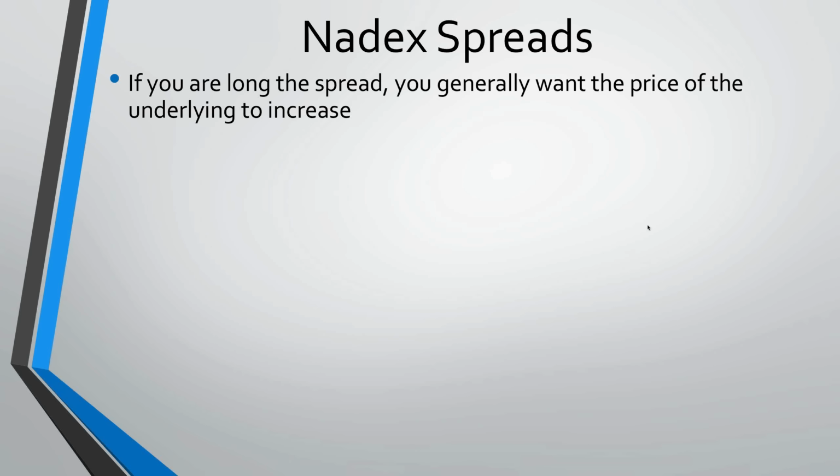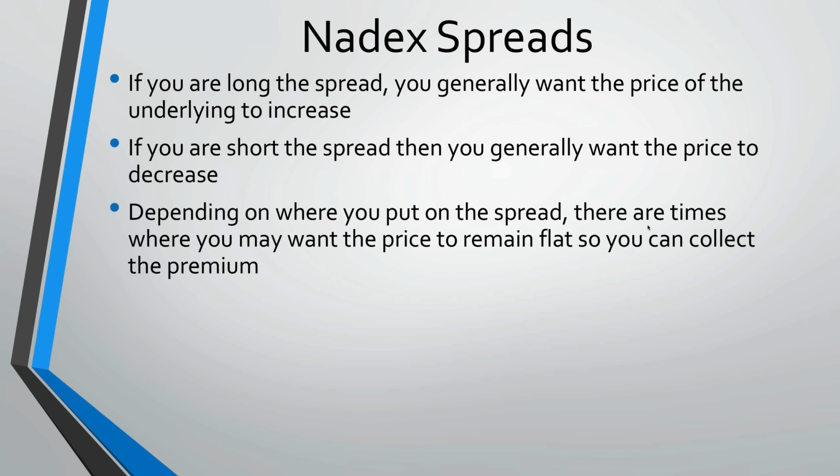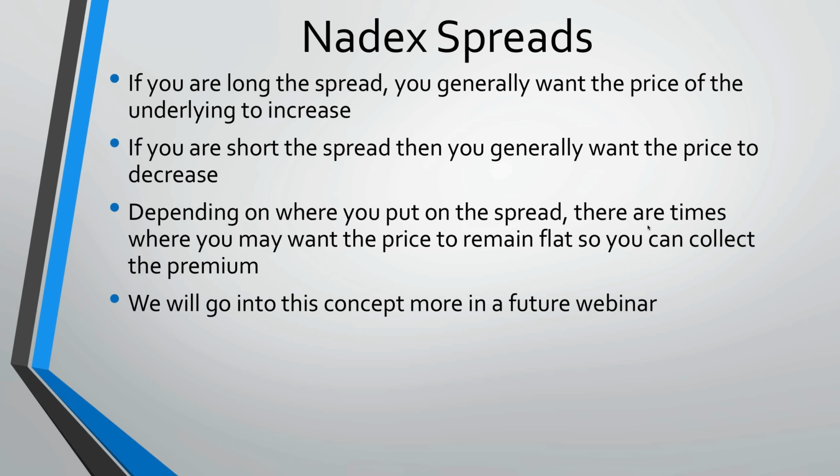If you're long the spread, you generally want the price of the underlying to increase. If you are short the spread, then you generally want the price to decrease. Why do I say generally? Because there are ways you can be long a spread and really just want it to sit there and capture premium. Same with the short spread. We'll get into that in future classes. Depending on where you put on the spread, there are times when you may want the price to remain flat so you can collect the premium.